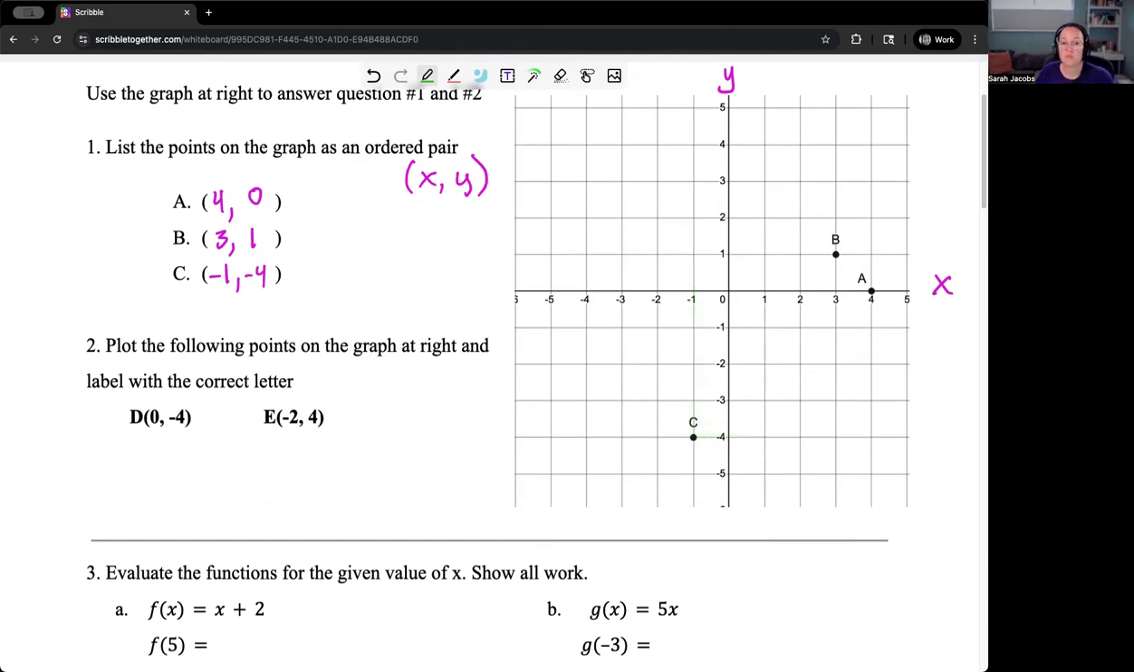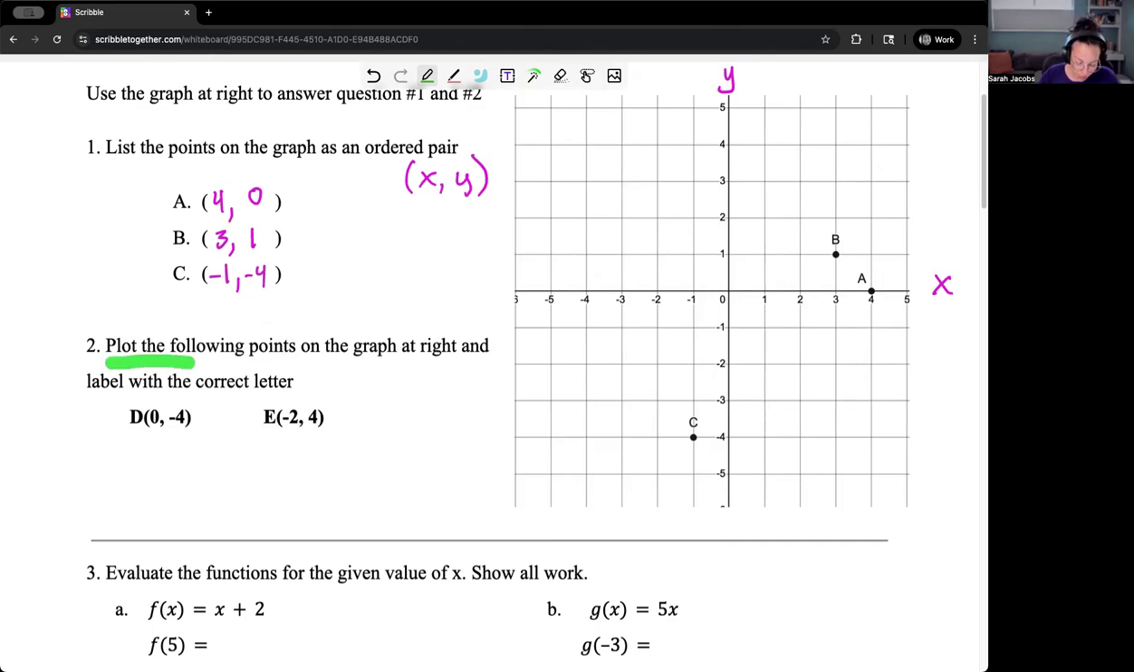Okay. So hopefully you've got some practice with that. If you need more practice with that, check out IXL, plotting points on a coordinate plane. That'll really help with that skill. Now we're going to go backwards.